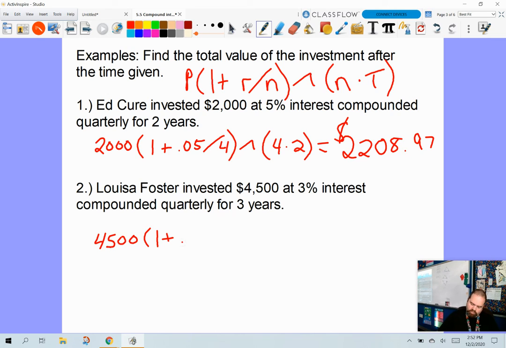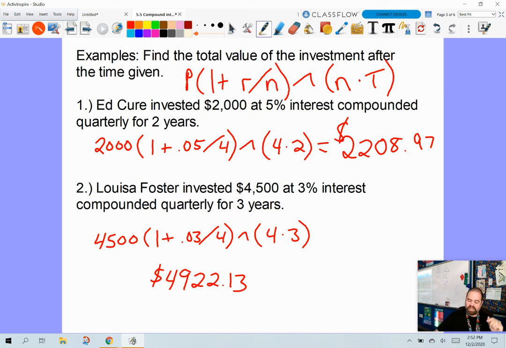All right, so my interest is 3%, so 0.03, compounded quarterly. And then my exponent here is quarterly again times 3 years. Again, that exponent, 4 times 3 is 12. It's doing 12 calculations all at once for you. All right, $4,500 times 1 plus 0.03 divided by 4, exponent of 12. That investment returns $4,922.13. Again, that includes the original $4,500.